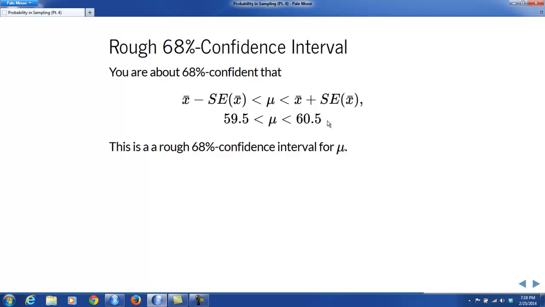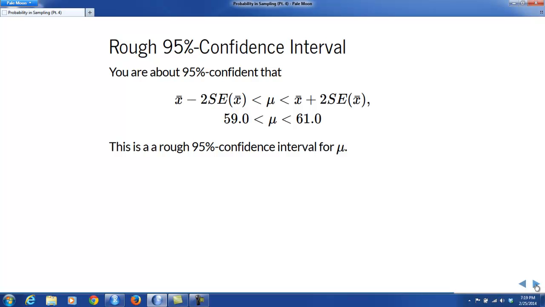Remember, it's just a rough 68% confidence interval. After all, the 68% figure came from the 68-95 rule, which is assuming that x bar has roughly a bell-shaped distribution as a random variable. And we've also substituted standard errors for standard deviations, and that roughs things up a bit more.